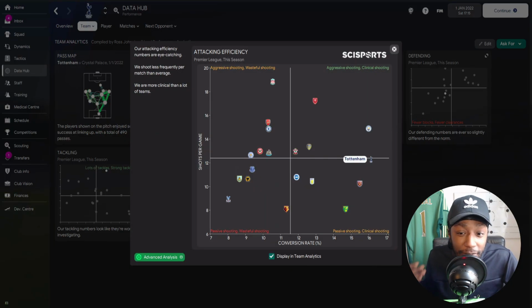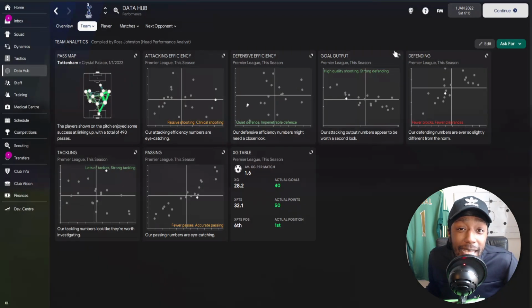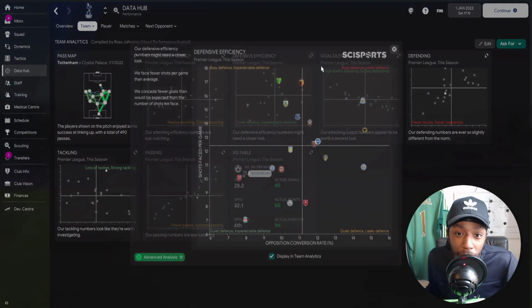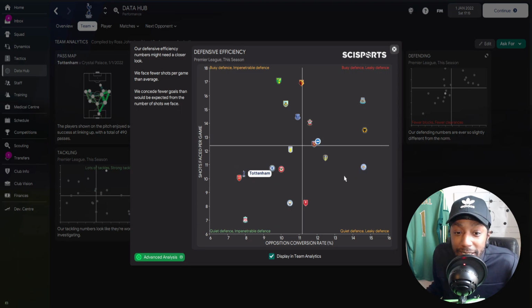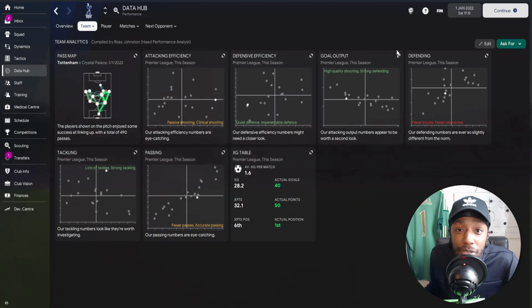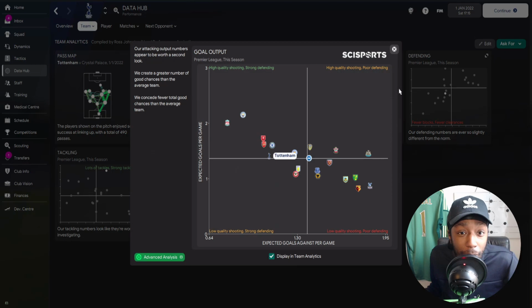For the attacking efficiency, we have been passive in our shooting, but we have been clinical. We do not take a lot of shots at goal. For the defensive efficiency, you can see that we were quiet in defense and also impenetrable. For the goal output, you can see that we just about have that high quality shooting, but strong defending.